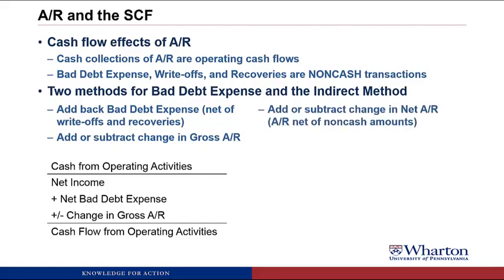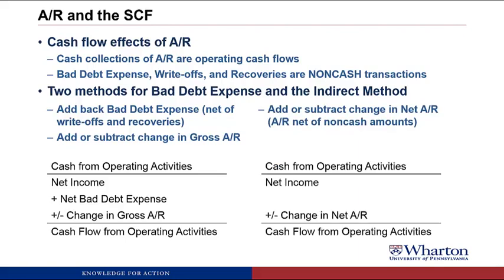The second method is just add or subtract the change in net accounts receivable. So that's accounts receivable net of all these non-cash amounts. So here you would start with net income and then just add or subtract the change in net accounts receivable, again, depending on whether it went down or went up, and that would get you to cash from operating activities. Both methods get you to the same place. The only difference is whether you separately break out these non-cash expenses like bad debt expense, or whether you just fold them in with the change in net accounts receivable.